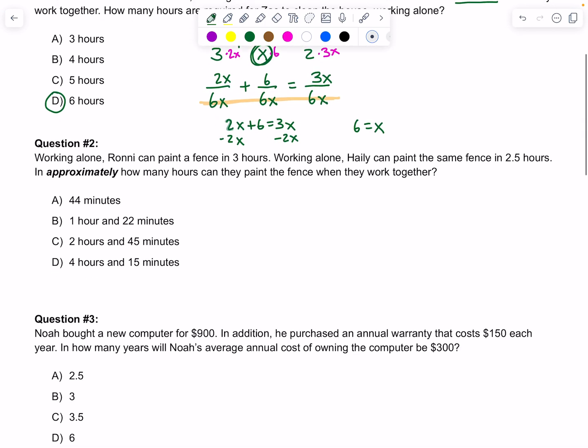Question 2 says, working alone, Ronnie can paint a fence in 3 hours. Working alone, Haley can paint the same fence in 2.5 hours. In approximately how many hours can they paint the fence when they work together? So let's put Ronnie is one fence in 3 hours, plus Haley is one fence in 2.5 hours. And together, we're going to figure out how much time they take working together.